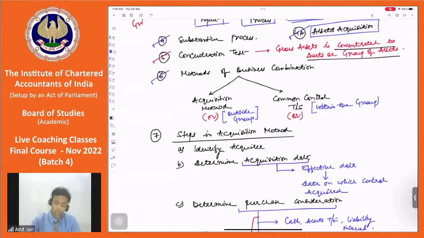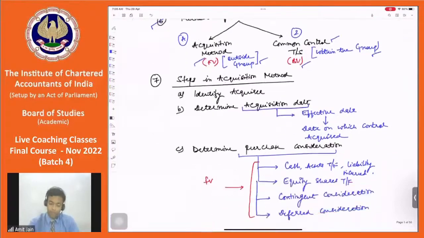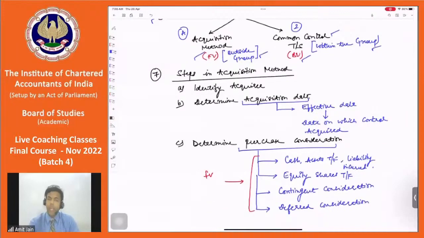Right? Then we talked about what are the different methods of acquisition. First method is the acquisition method, and the second is common control transaction. What is acquisition method? It's a fair value method in which the transaction happens outside the group. Common control method is a book value method in which the transaction happened within the group.